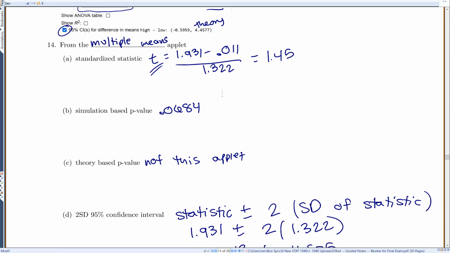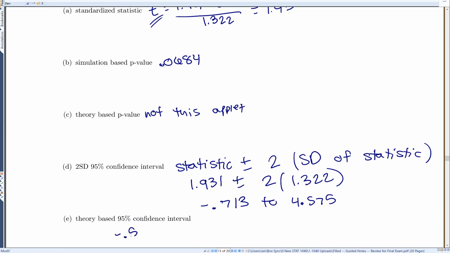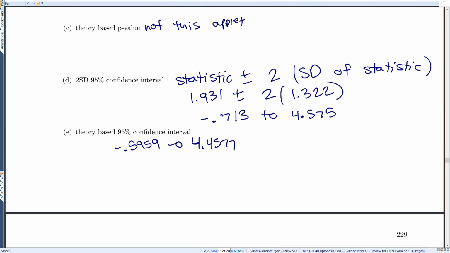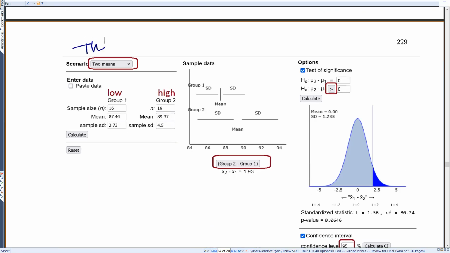So it's negative 0.5959 to 4.4577. Now, this is your theory-based inference.